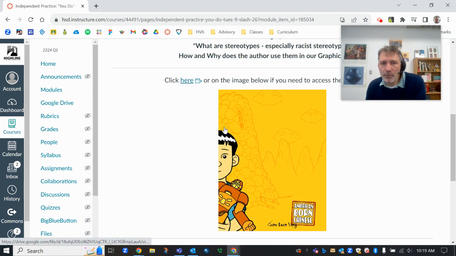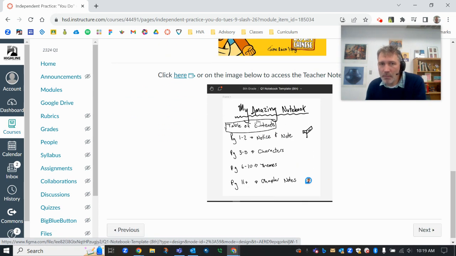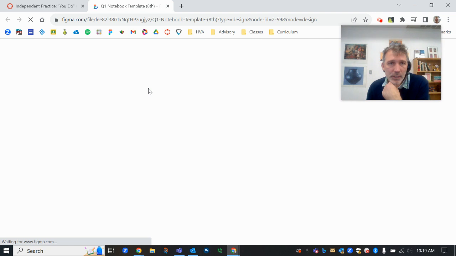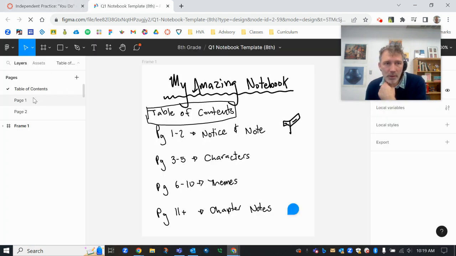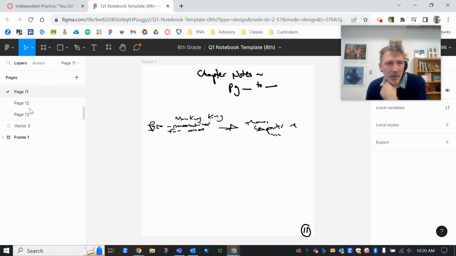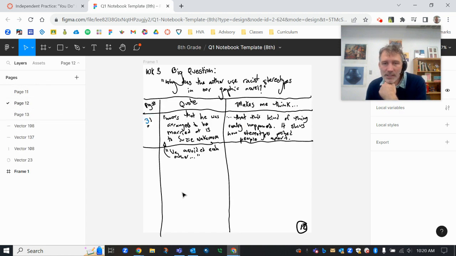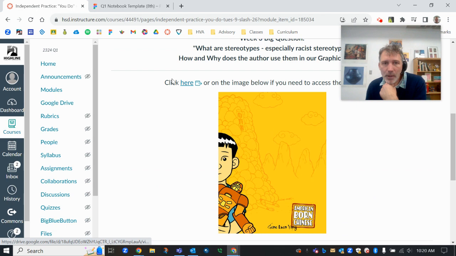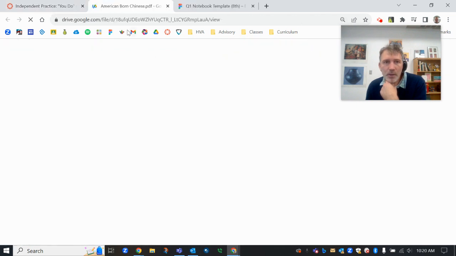If you need help getting your notebook set up, you can click here on this image. It's going to open up the teacher notebook template. Here we got the table of contents. If I scroll down to page 12, I can see some notes that I was taking. So let me show you what that looks like. I'm going to also open up my copy of the book here.